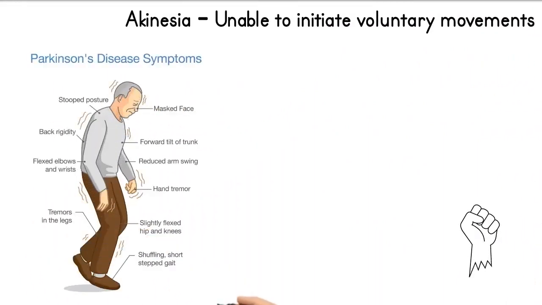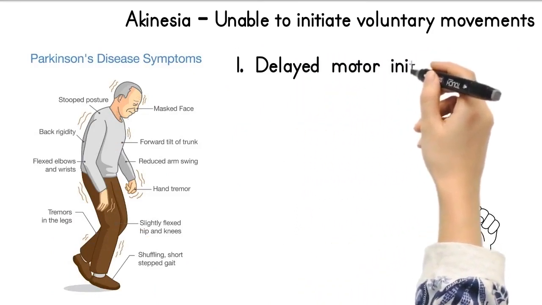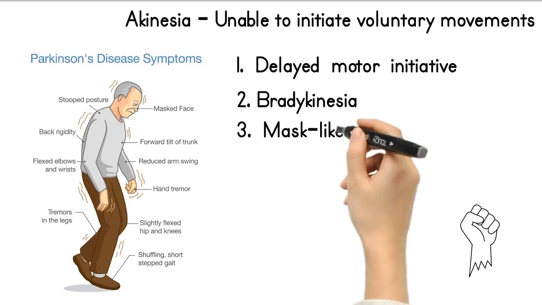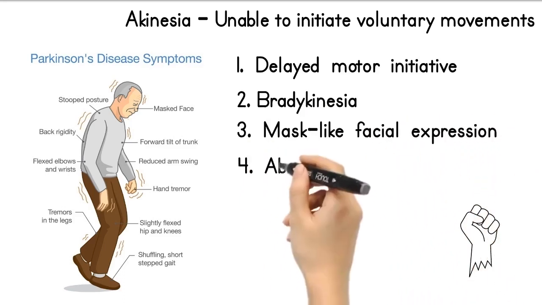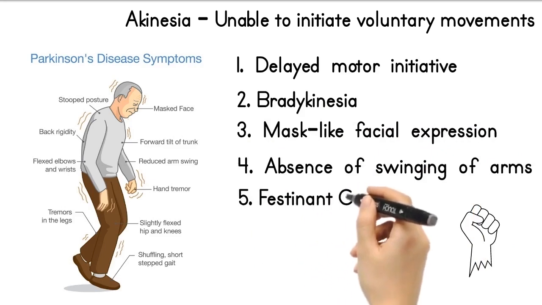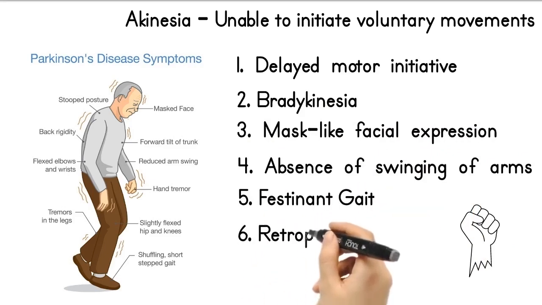Akinesia. The patient is unable to initiate voluntary movements. Manifestations of akinesia include 1. Delayed motor initiative. 2. Bradykinesia. 3. Mask-like facial expression. 4. Absence of swinging of arms during walking. 5. Shuffling or festinant gait. 6. Retropulsion.